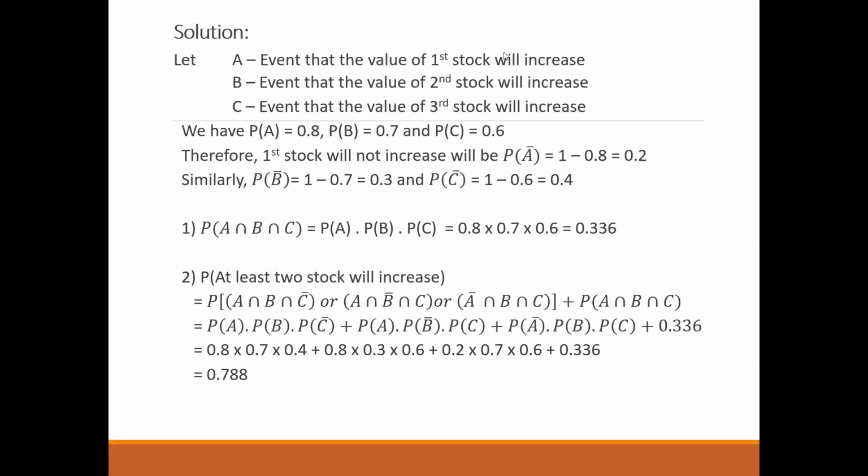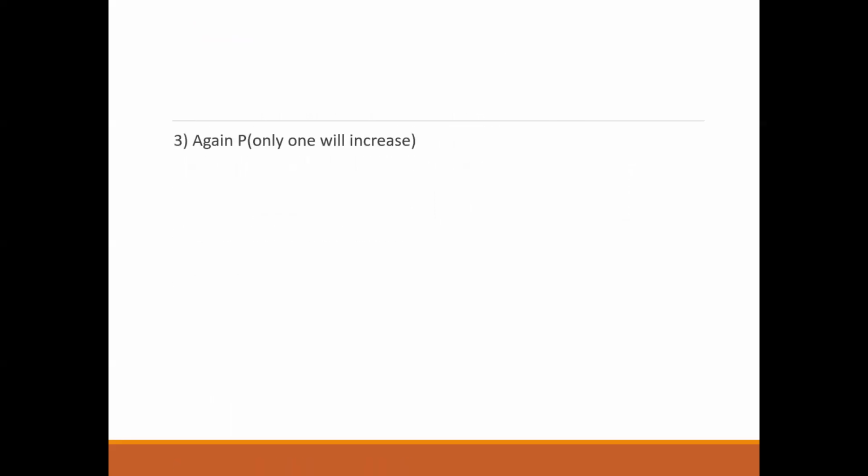Okay, Kushal, that's the right answer. 0.188 is the right answer. I'll just share the answer with you all. So here you'll be writing the probability that only one will increase. That means we have A and B bar. That is, B is not going to increase. C is not going to increase here.